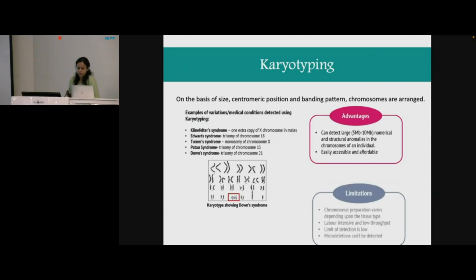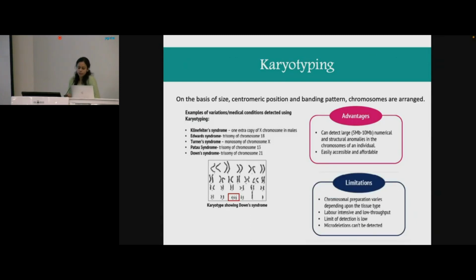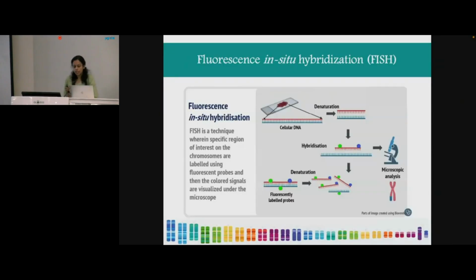Limitations like the preparation of the chromosome, it varies depending upon the tissue used. It is labor intensive and low throughput. The detection limit is low because of the resolution, and microdeletion cannot be detected. If there is some interstitial deletion or duplication present, which is not microscopic, that cannot be visualized through karyotyping. Next is FISH. So first of all, FISH is fluorescent in situ hybridization.